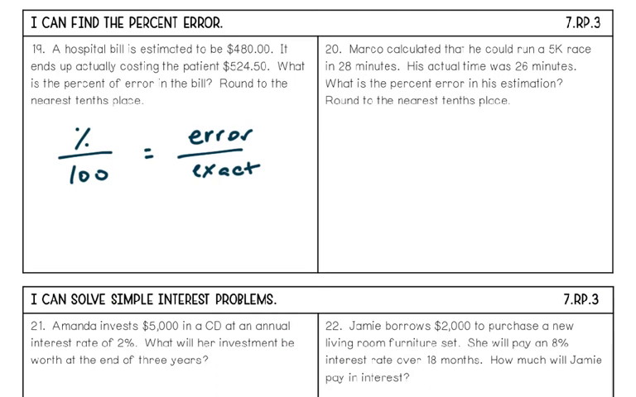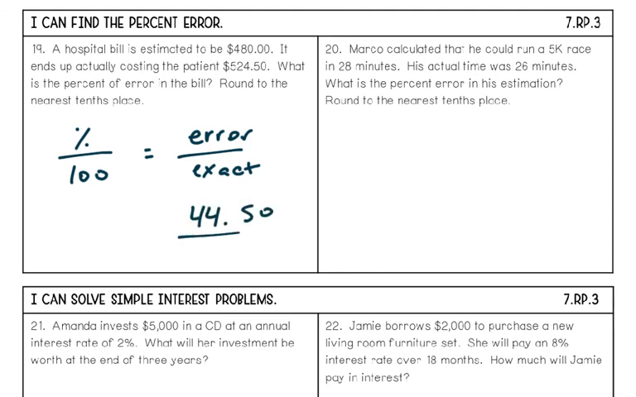For percent error, I'm going to use the formula percent out of 100 equals the error out of the exact. It's just like percent change. I'm going to start by finding the difference between these two numbers. So I'm going to take 524.5 minus 480, and I'm going to get 44.50. That's the error that they were off by at the hospital.